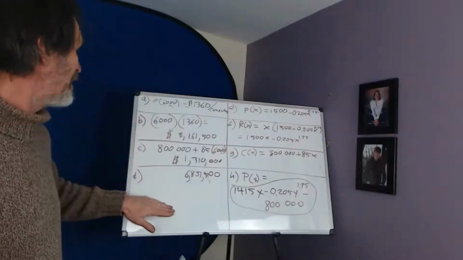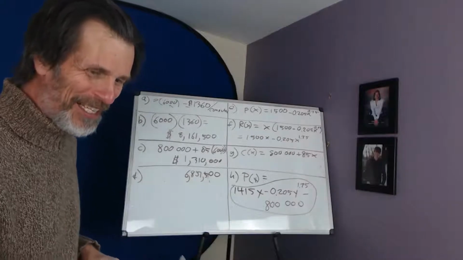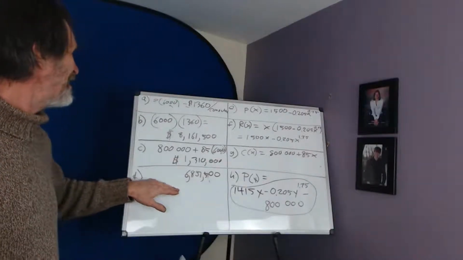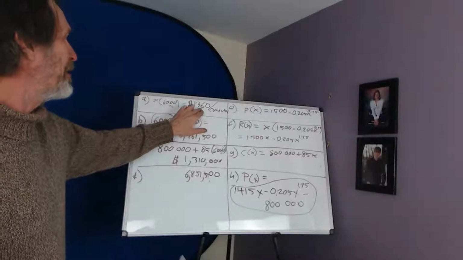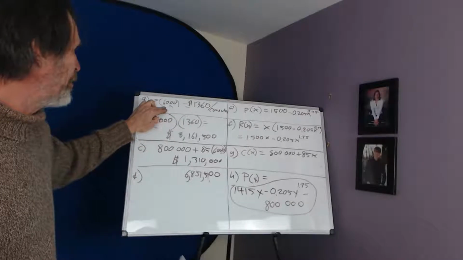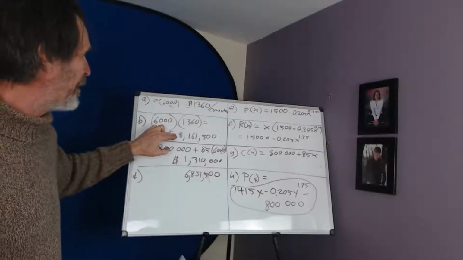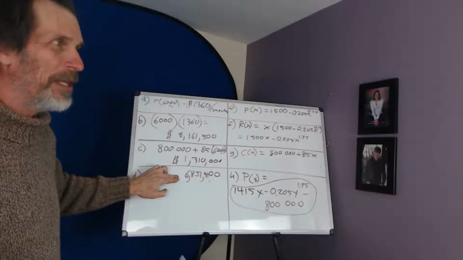Now I'm going to summarize this one. So here's part E, I guess the second part of part D. Summarize. Okay, so if the price is set at $1,360 a computer, we will sell 6,000 computers. Our revenue will be this. Our cost will be this. Our profit will be this.